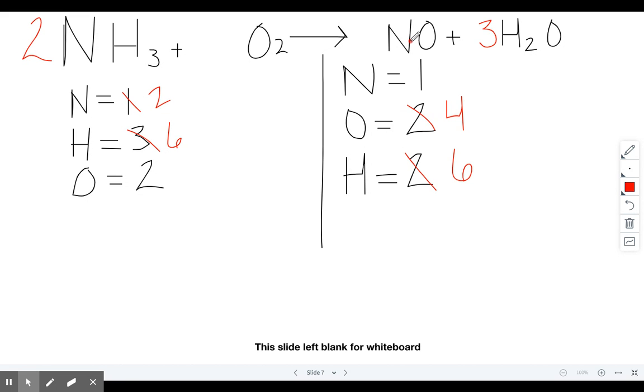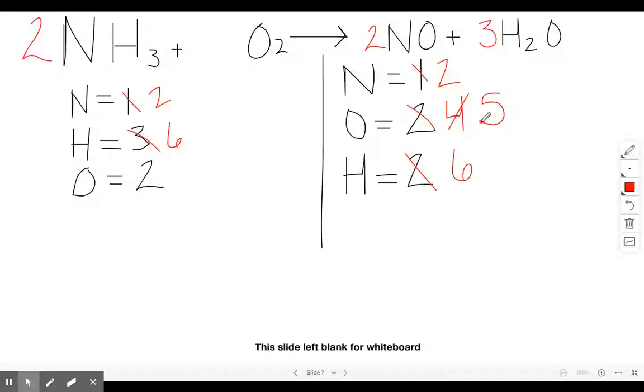So next thing I want to fix is nitrogen. So I had 2 nitrogen on the reactants, and I'll have 1 on the products. So I need to multiply him by 2. So now I have 2 nitrogen. But carefully count up my number of oxygen. I have 2 oxygen right here with the NO, but I have 3 right here with the H2O. That gives me a total of 5.